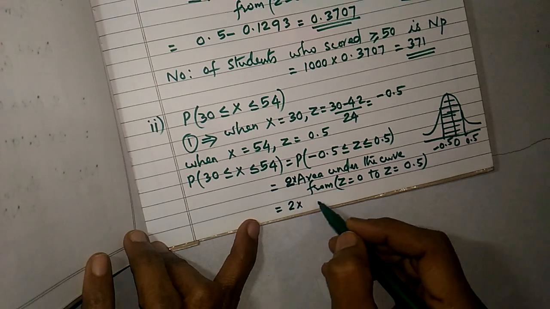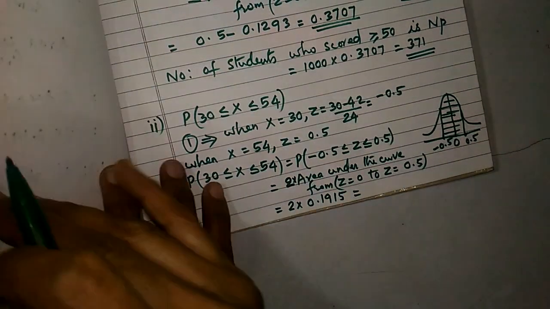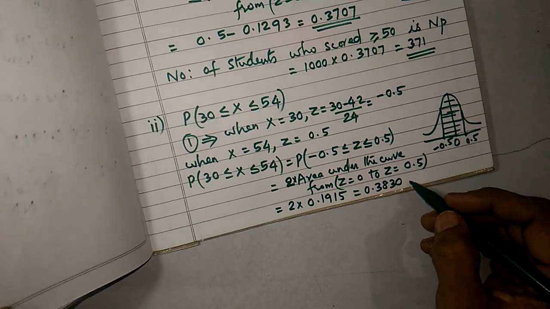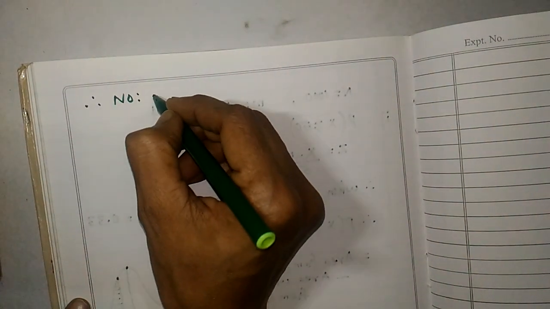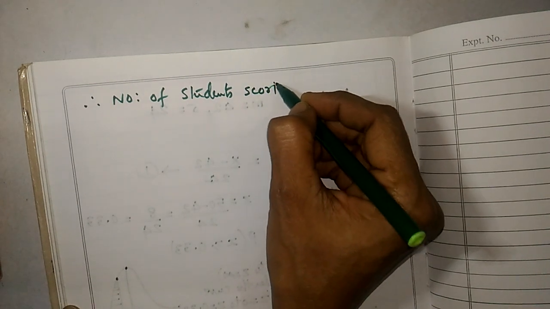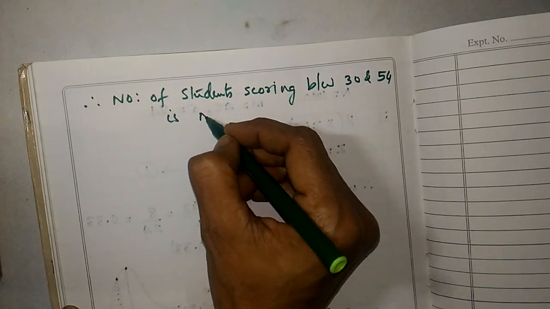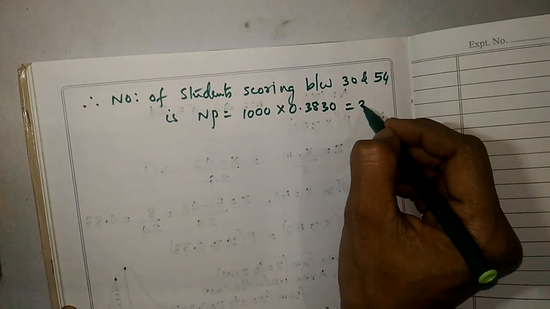So that is equal to 2 into 0.1915, which is equal to 0.3830. Therefore, the number of students scoring between 30 and 54 is n into p, that is 1000 into 0.3830, which is equal to 383.